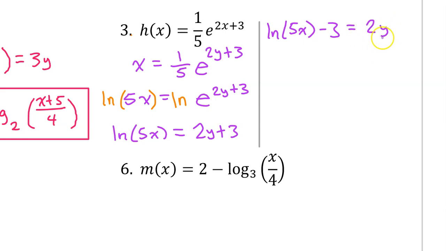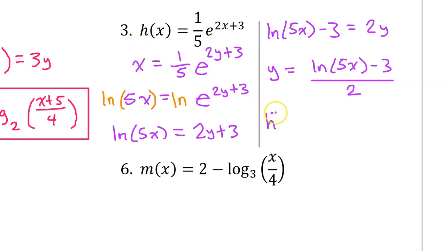Dividing both sides of the equation by 2 would give us an expression like this, the natural log of 5x minus 3, all over 2. Or if I want to write it with the 1/2 in the front, I could do this. And we might as well go ahead and use proper notation now, and let's write h inverse instead of just y.